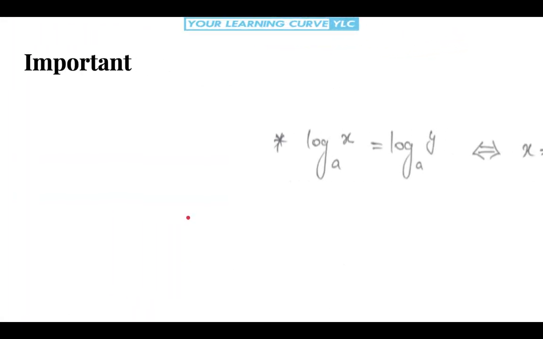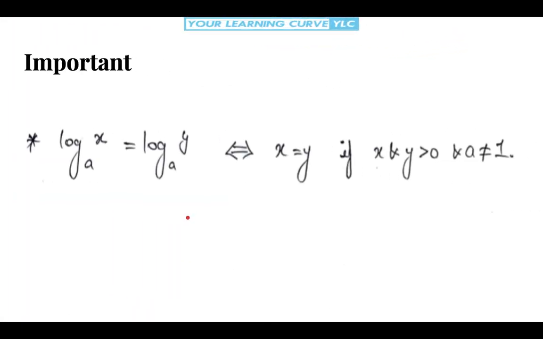Now let's move on to one important property, that if log of x to the base a is equal to log of y to the base a, this implies that x is equal to y, and this is a double implication, means if x is equal to y, then you can write this, and if this is equal to this, then you can write x is equal to y.